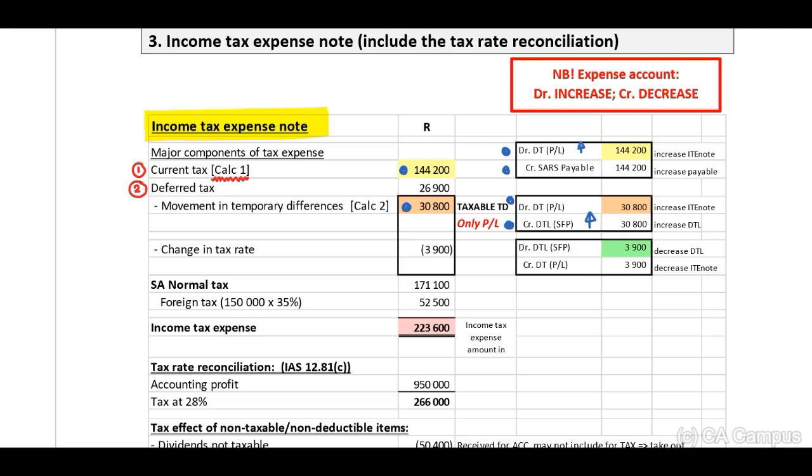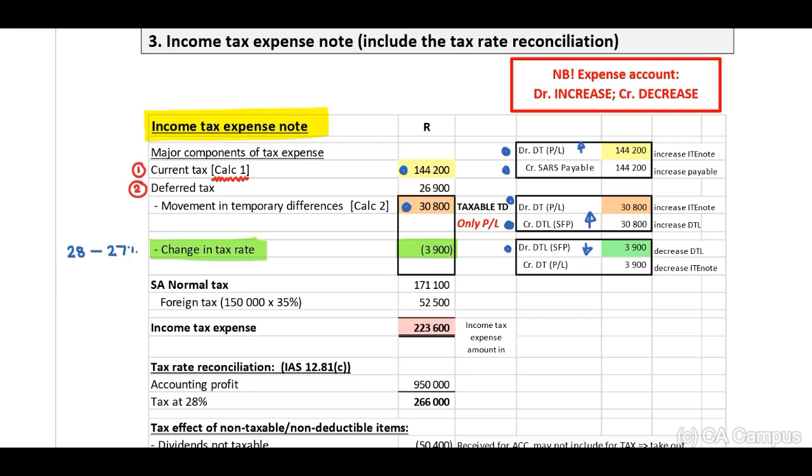And then the standard indicates to us if there is a change in tax rate, we need to indicate this separately, 3,900. Remember, our deferred tax liability should decrease because there is a change from the 28% to the 27%.